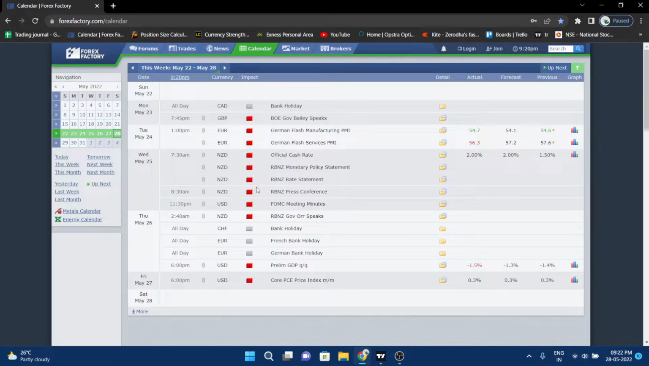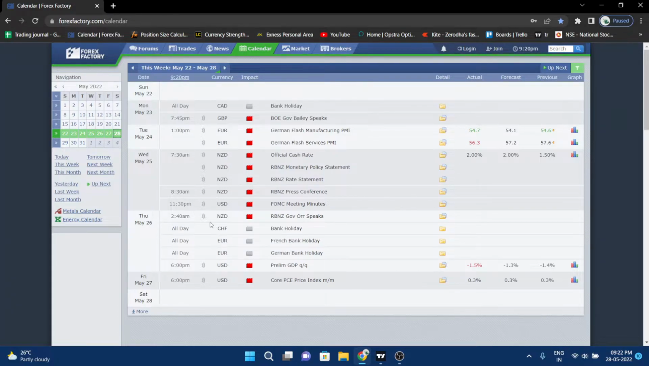And on Wednesday we are having important news for NZD, guys. This is the official cash rate news. I would suggest you not hold trades at this time because it can spike up or down. So trade carefully at this time, guys. And at 8:30 we are having a press conference. At 11:30 p.m. we are having an FOMC meeting. So trade carefully at this time as well. We can expect a good amount of volume at this time.